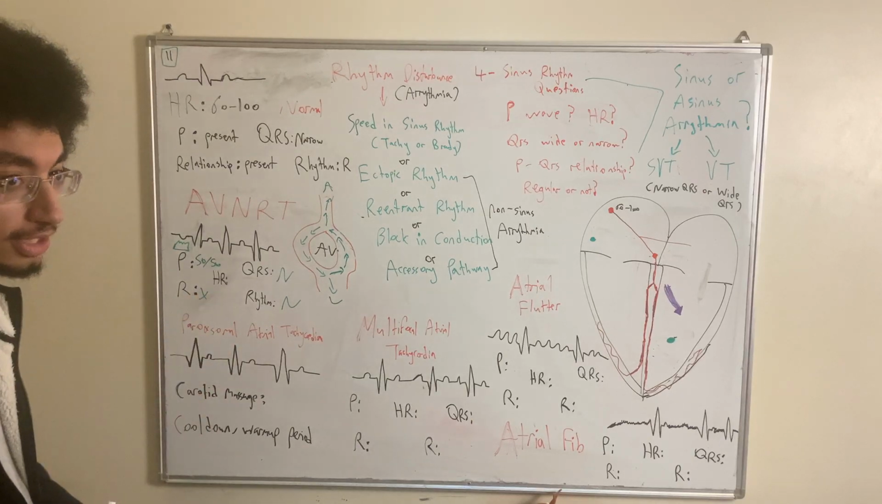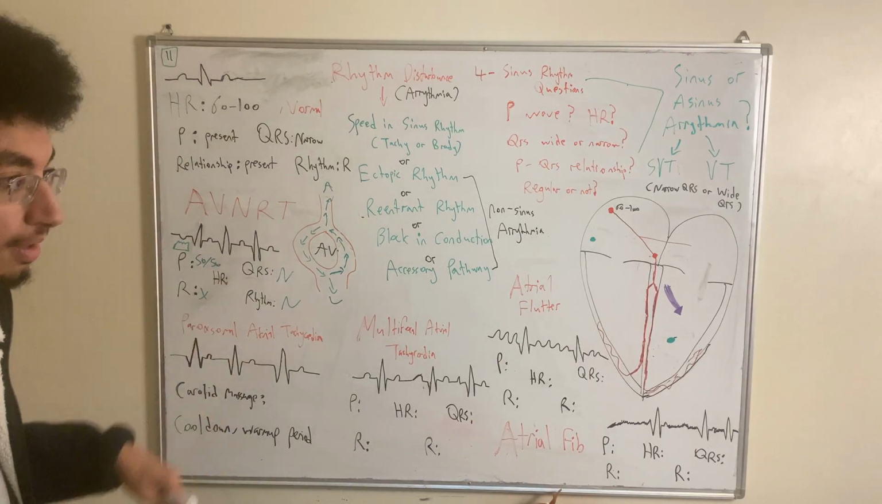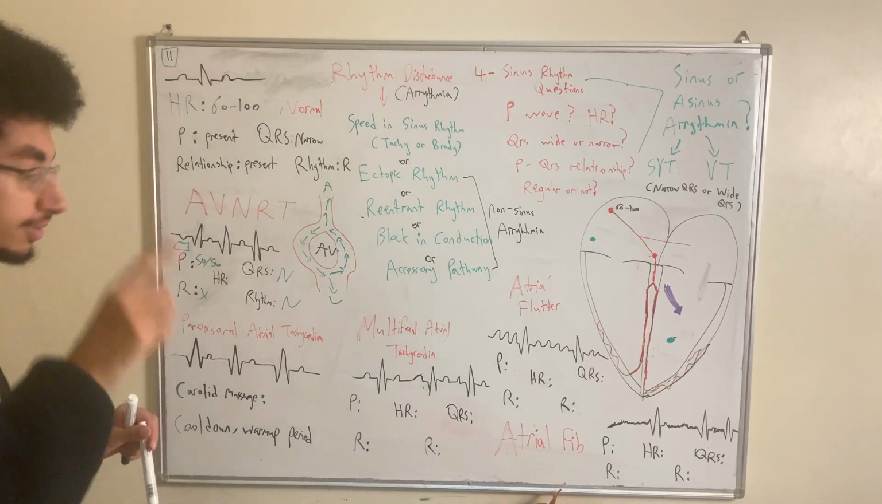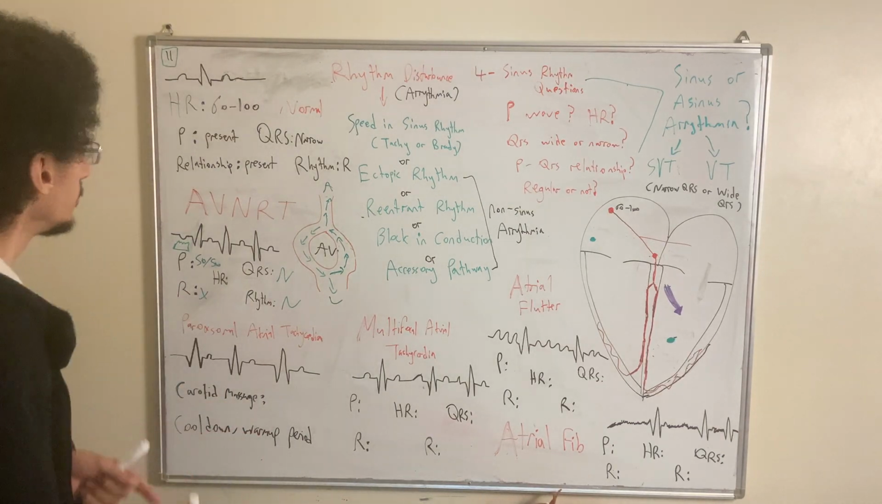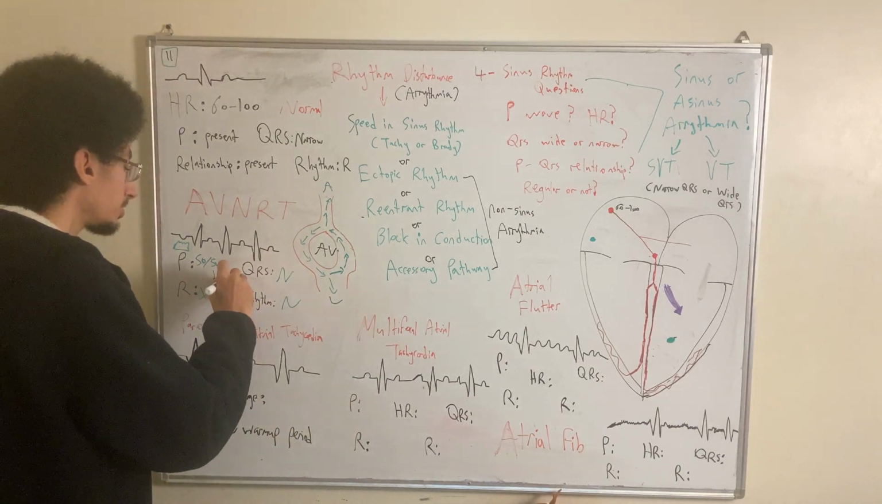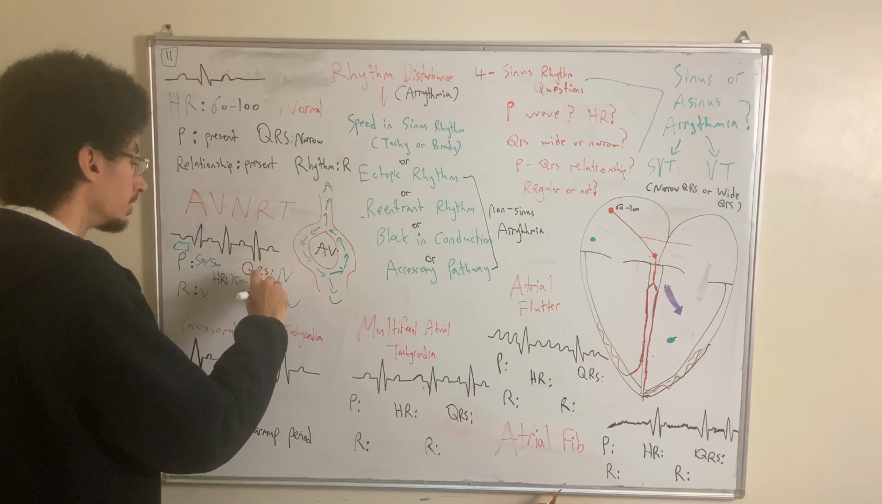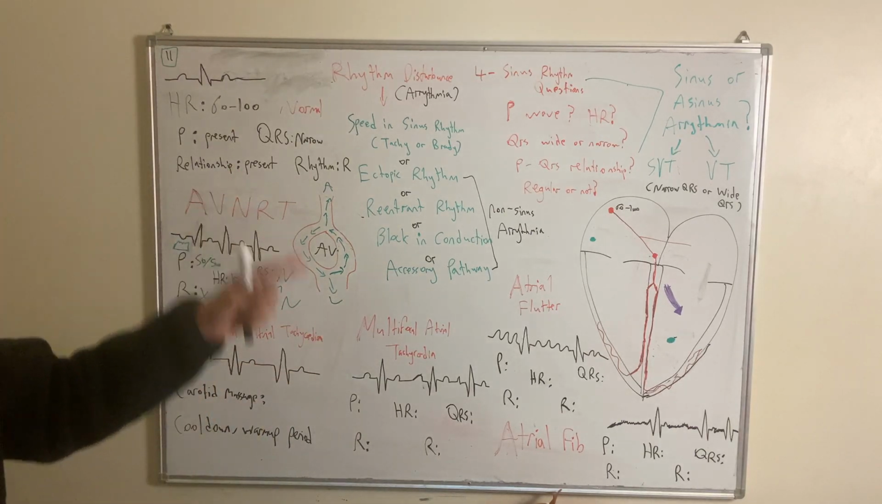And what about the heart rate? Well, in AVNRT, it is tachycardia. But when they refer to tachycardia, they don't refer to the ventricular heart rate. They refer to the atrial heart rate. So if you see a P wave, you might measure the PP interval, and you'll see that the heart rate is approximately 150 to 250 beats per minute. So you might see 150 to 200 beats per minute.